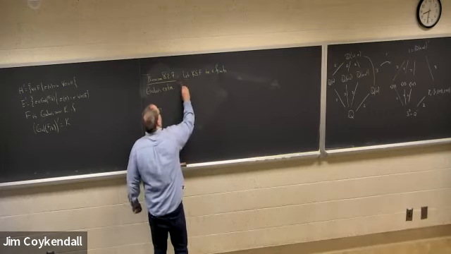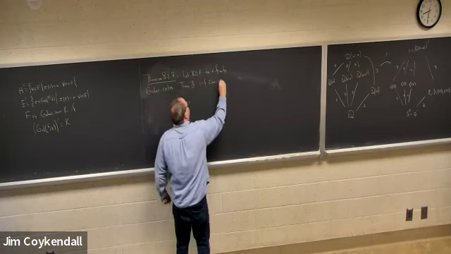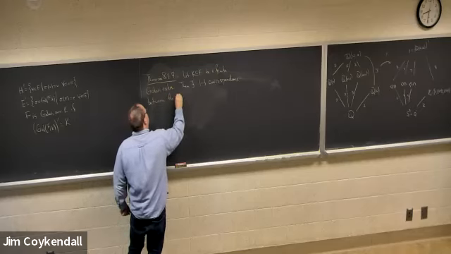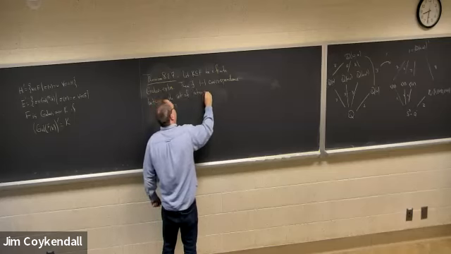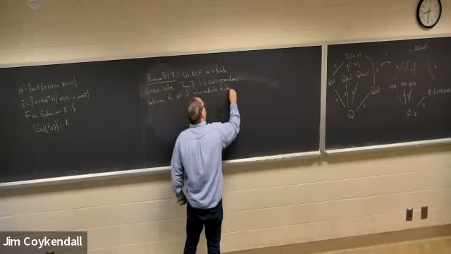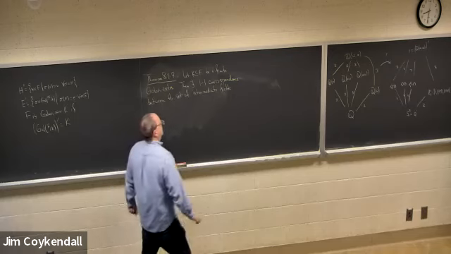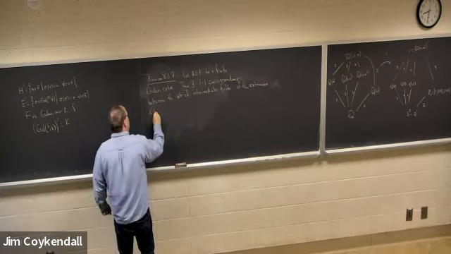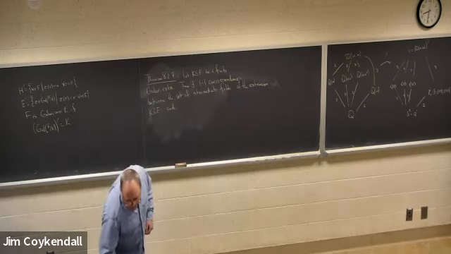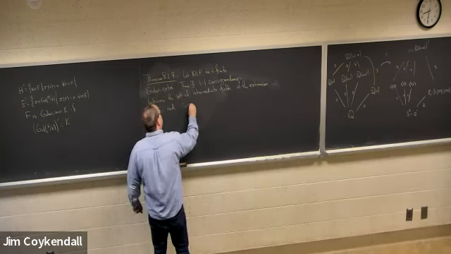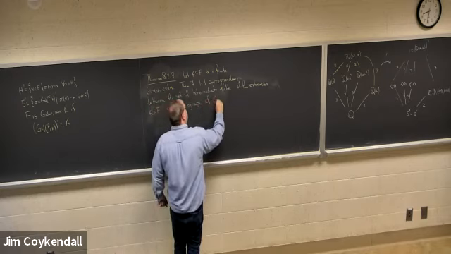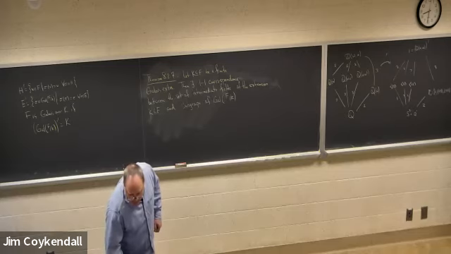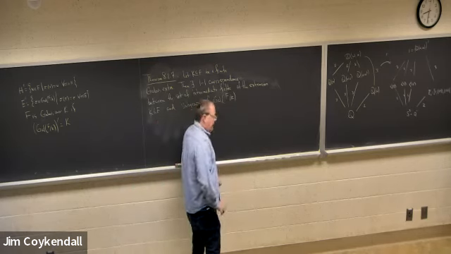Then there exists a 1-to-1 correspondence between the set of intermediate fields of the extension K inside F and subgroups of the Galois group of F over K. And let me tell you how this works.